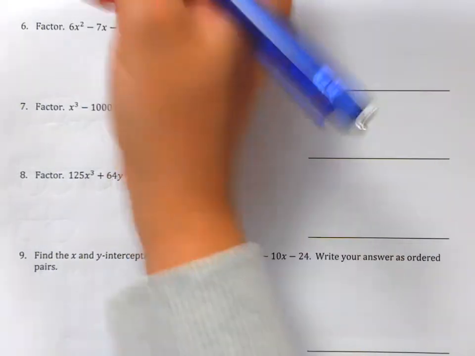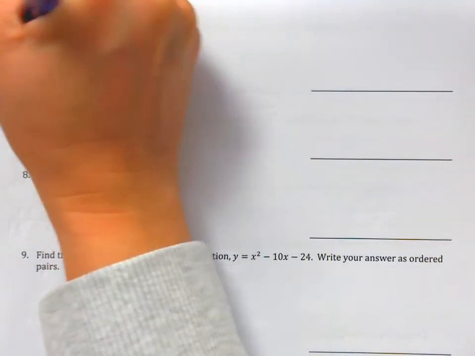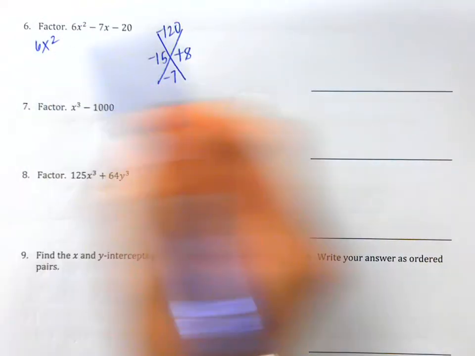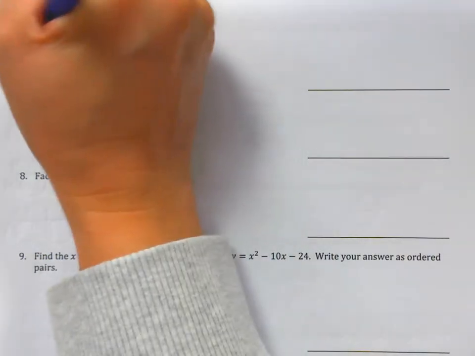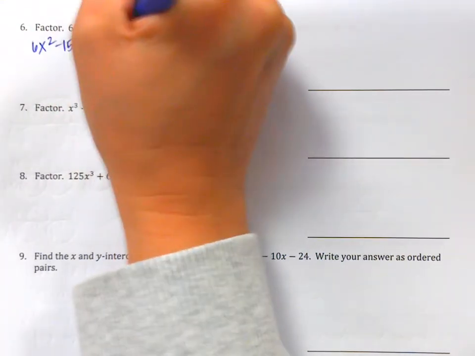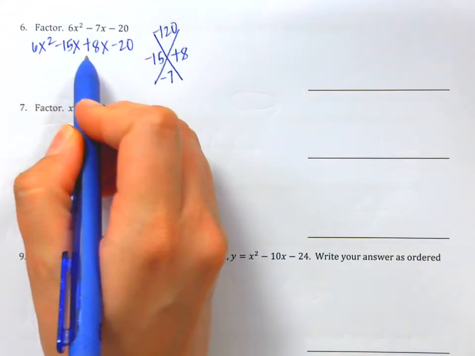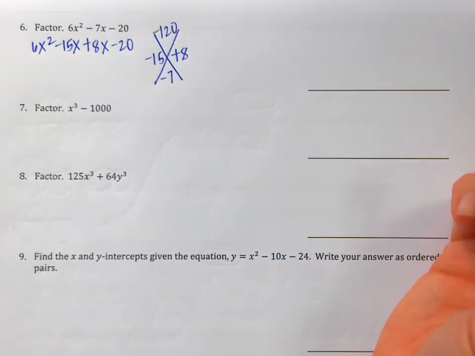So then I have to split my middle term because a is greater than 1. So 6x squared, I think which one goes better with 6, 15, or 8? Really, they both do, but I'm going to put the minus 15x with it. Plus 8x minus 20. Remember, this order doesn't matter. You can switch them around. It will get you to the same point.